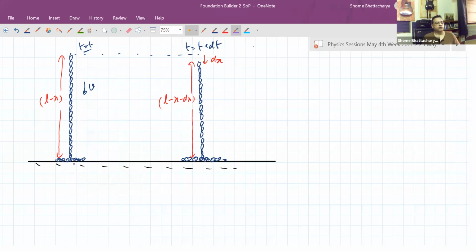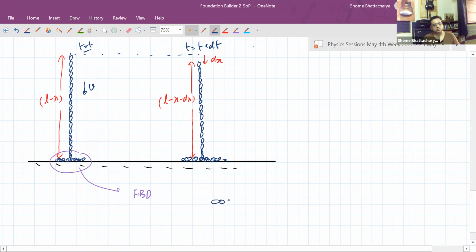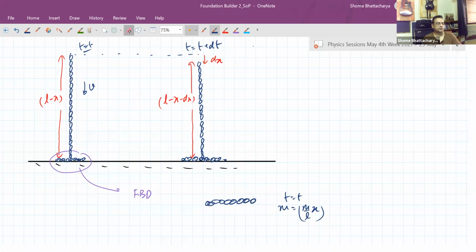If I look at the free body diagram of this portion which is on the ground, at time t equal to t, this is a mass of M by L into x. It has this much mass. Let's write capital M as the total mass of the chain.